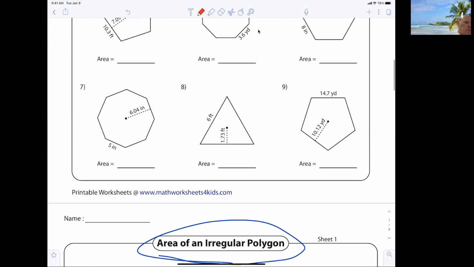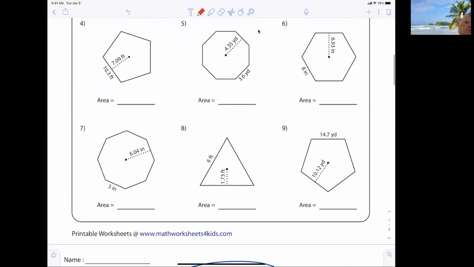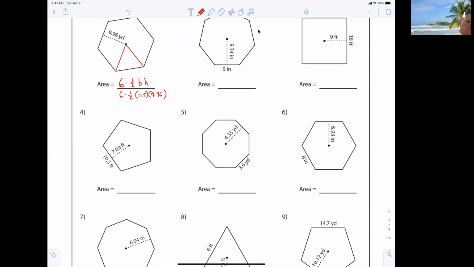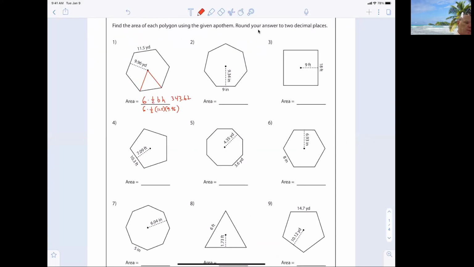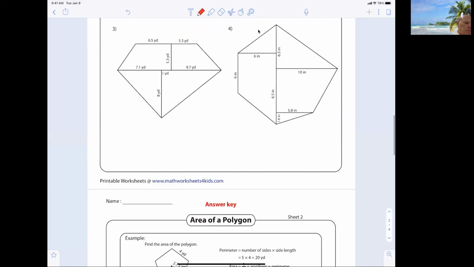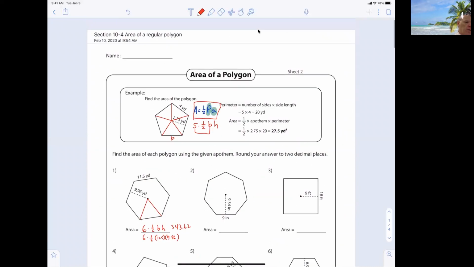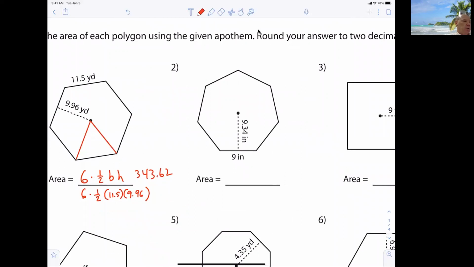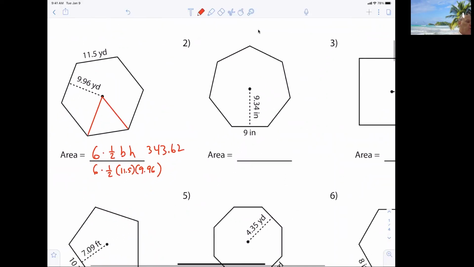Oh my goodness. So tell me that again. 343.62. I hate to say it, I think I made a mistake. Oh, no. Not on the formula, not on the math, but just on this worksheet. Okay. So 343.62 yards squared. Is everybody with me on this?